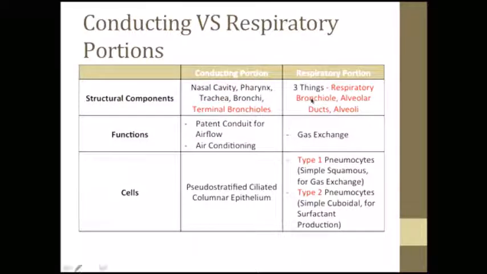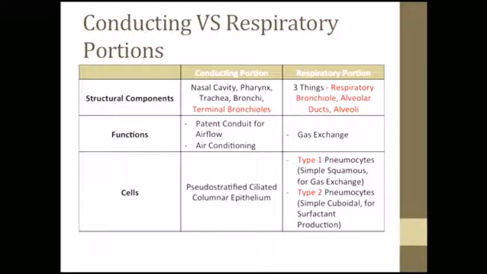So three things to note. For your respiratory portion, you have three places that participate in gas exchange. That is your respiratory bronchioles, your alveolar ducts, and your alveoli. Everyone clear? There's these three. And it's important that you recognize these three names. Really important. And there are two types of cells there.